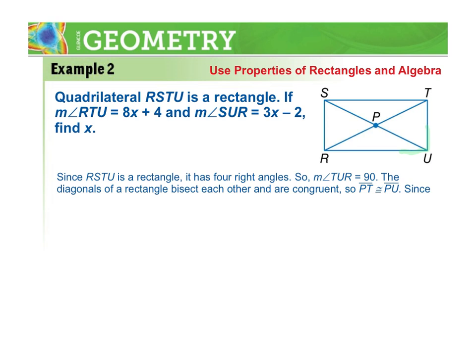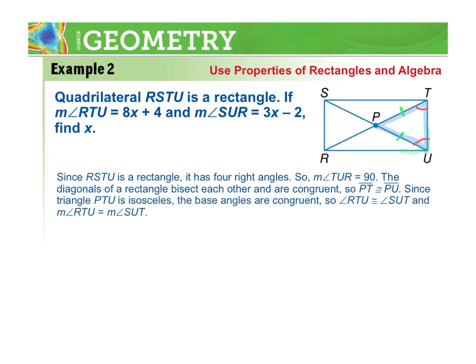We also know the diagonals of a rectangle bisect each other and are congruent. So segment PT is congruent to segment PU. Since segment PT is congruent to segment PU, what type of triangle is triangle PTU? Triangle PTU is an isosceles triangle because the two sides, segment PT and segment PU, are congruent. Since triangle PTU is an isosceles triangle, what pair of angles is congruent? The angles opposite the congruent sides are the angles that are congruent. In this triangle, it's angle SUT congruent to angle RTU.